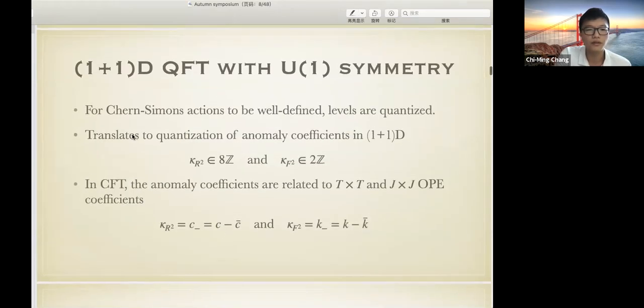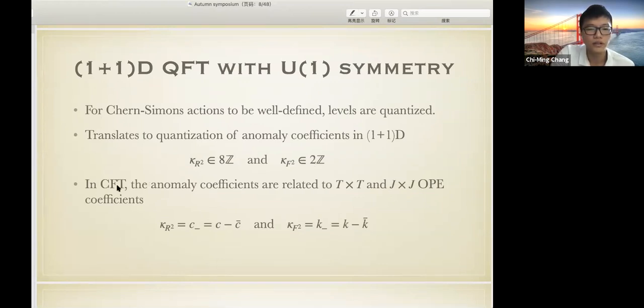And we know that for the Chern-Simons action to be well defined, the level has to be quantized. And this would translate to a quantization condition for the anomaly coefficients in 1+1d. So the gravitational anomaly coefficient by this quantization should be a multiple of 8, and the U(1) anomaly coefficient should be an even integer.